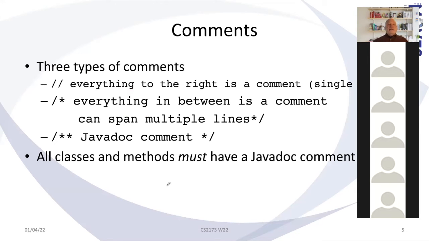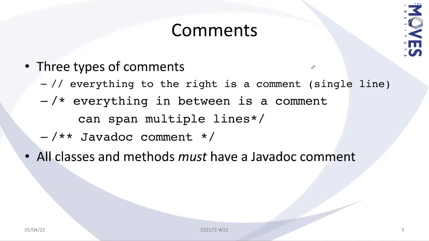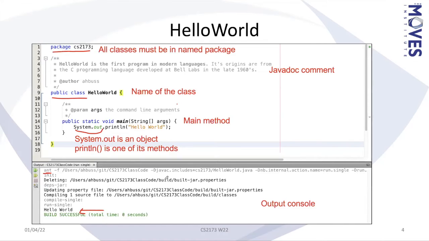Okay, circling back to the comment, there were 3 types of comments. There was only one kind in that, the Javadoc comment. So one is the double slash. Everything to the right of it on that line is a comment. The slash star, everything between the slash star and a star slash is a comment, and that can span multiple lines. And then slash double star is the Javadoc comment. So, all classes and methods must have a Javadoc comment, as we had here. So here was one here.